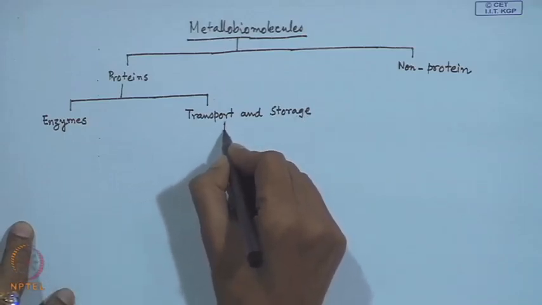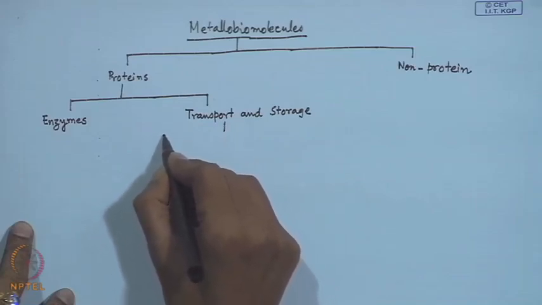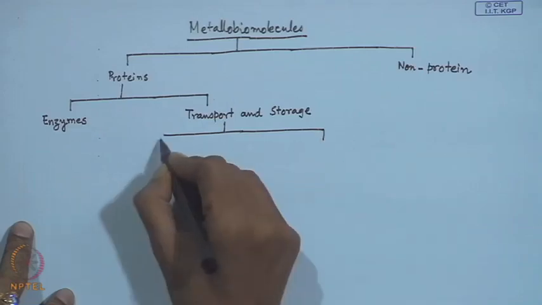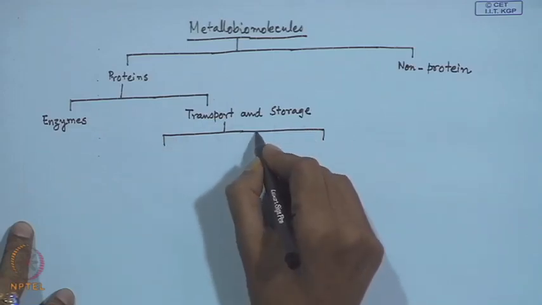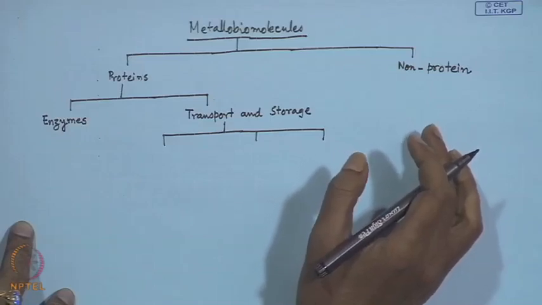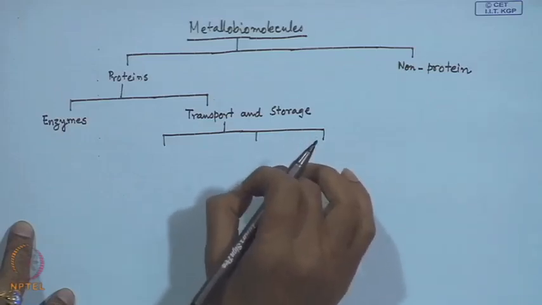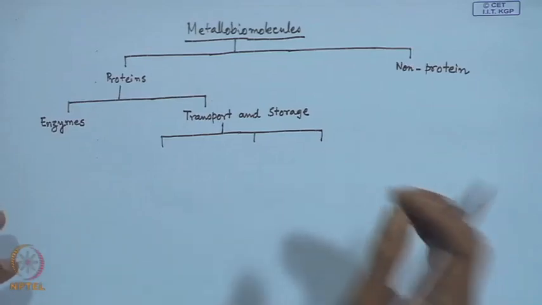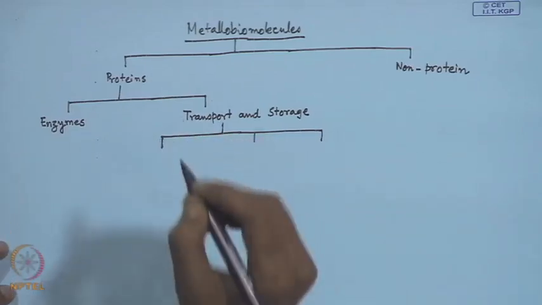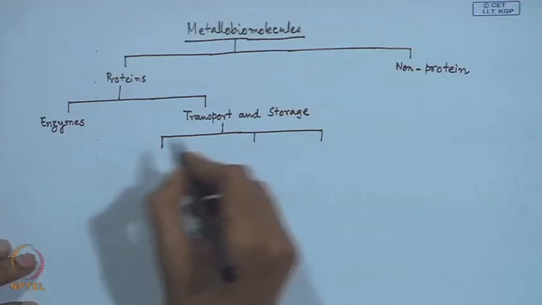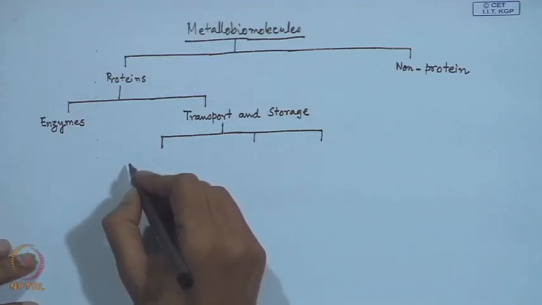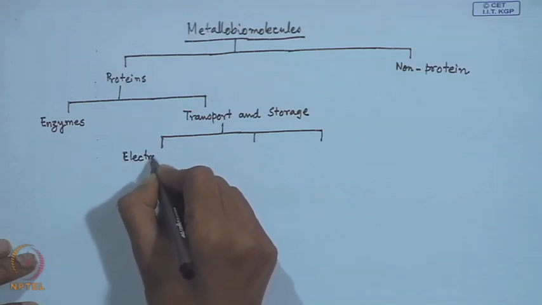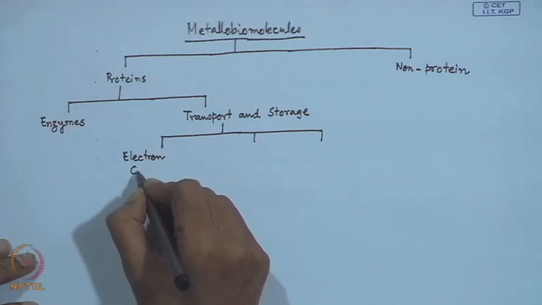And this transport, because we will focus our attention here only, because we are not elaborating the entire subclass of all these things. If you know this classification initially, you can tell what particular type of metal biomolecule we are dealing with, and how these metal biomolecules are related to some of the names of these molecules. So, if you have this transport and storage in terms of electrons, they are basically electron carriers.